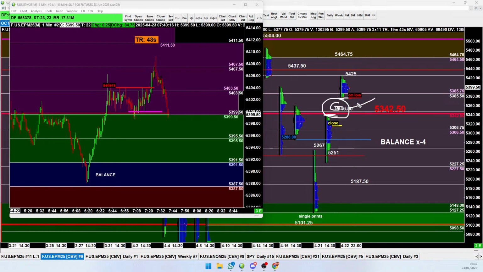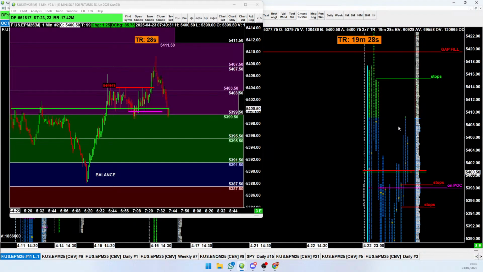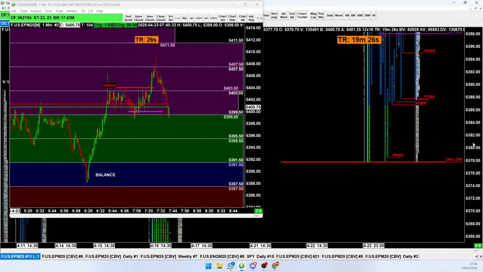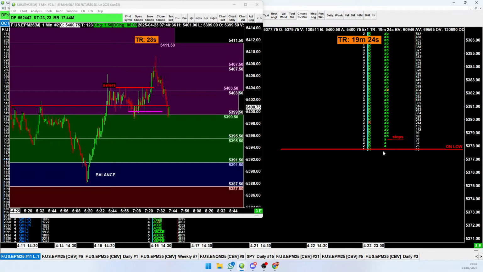In that gap, there are people who are trapped short. So when you look at the low tonight, is it a poor low? Let's take a look. What a coincidence. It's a poor low. What does a poor low mean? It means buyers are competing at 53.78.